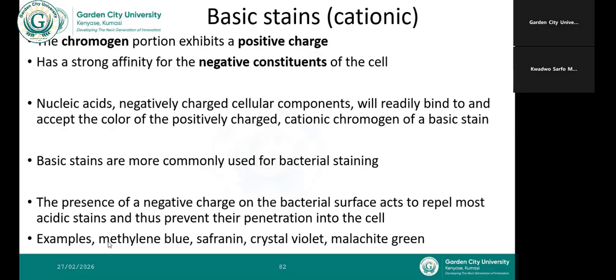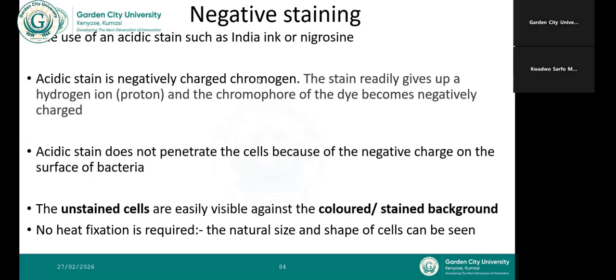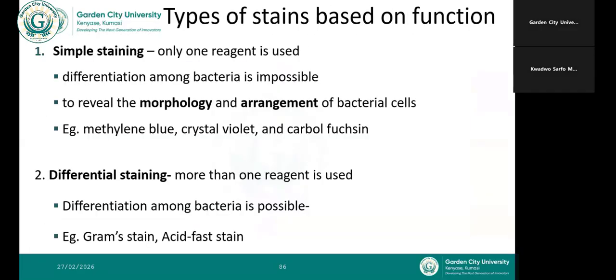So you see them here: methylene blue, safranin, crystal violet, malachite green. They are basic because they exhibit positive charge, and this is going to bind to the slightly negative charge outer part of the bacterial cells, right? So the one who said acidic, that means you are going to stain the background only.